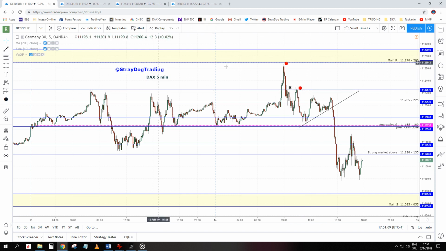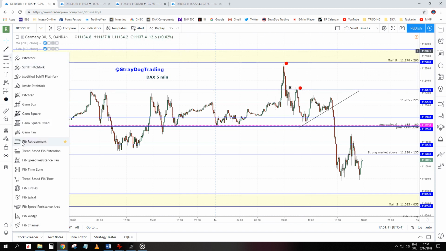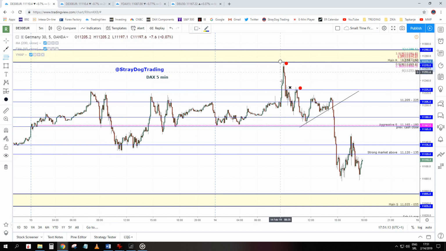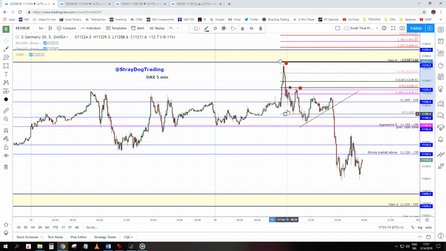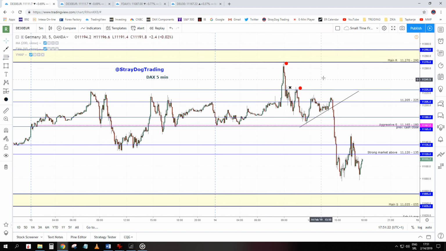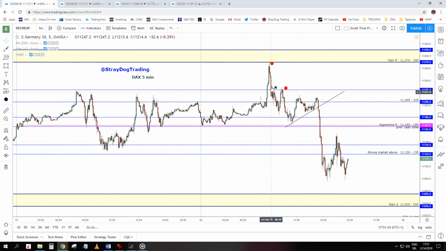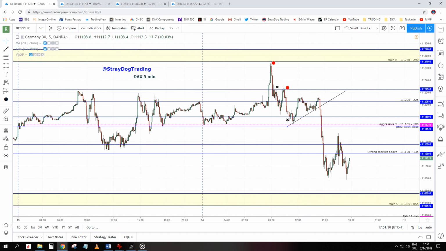You could also draw a fib like this and observe that they made the pullback to the half back and the edge of the zone, and now you are also targeting this zone. So this could be your second opportunity.